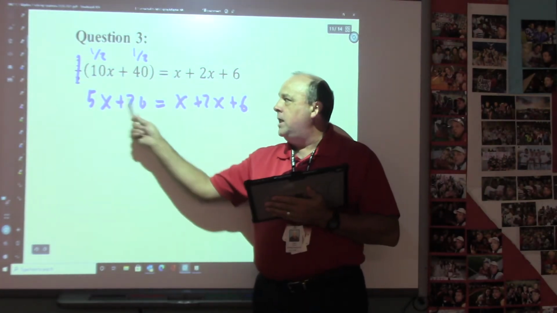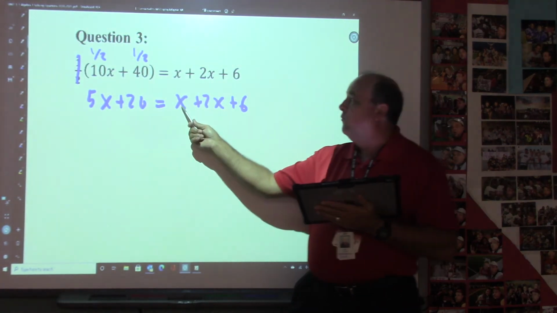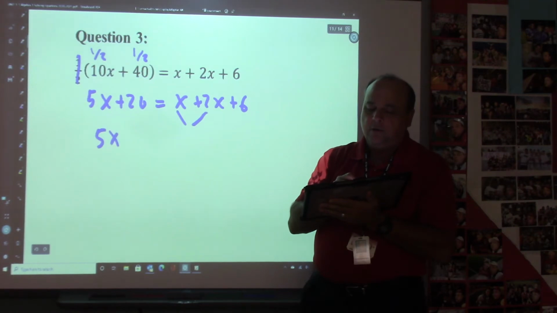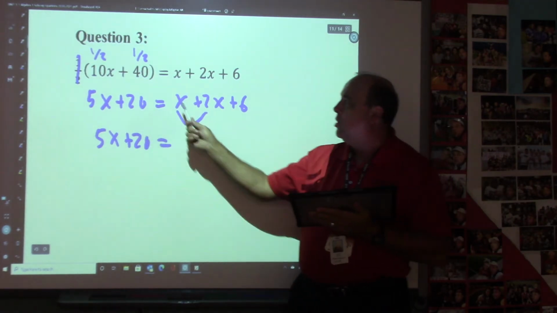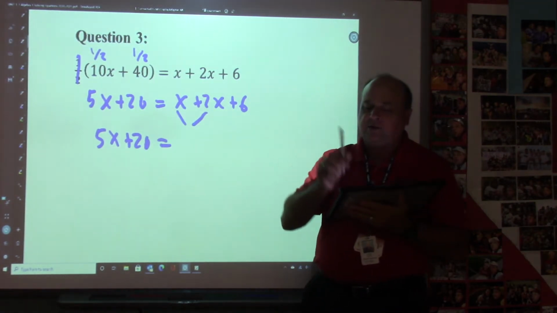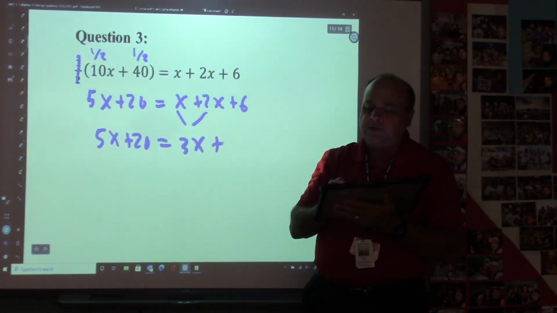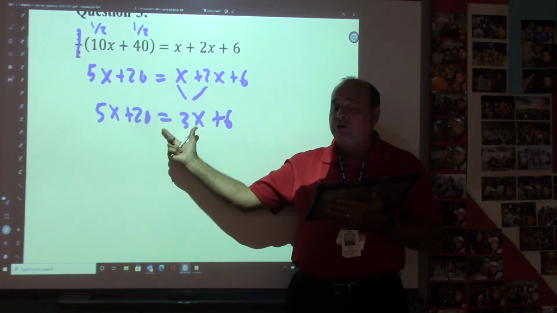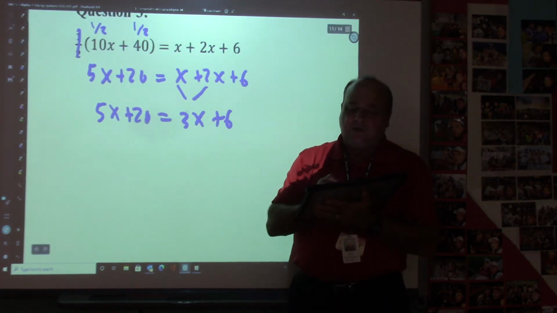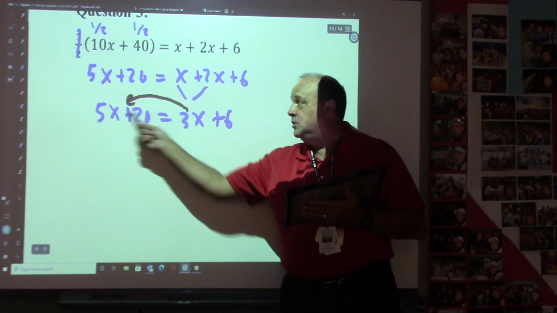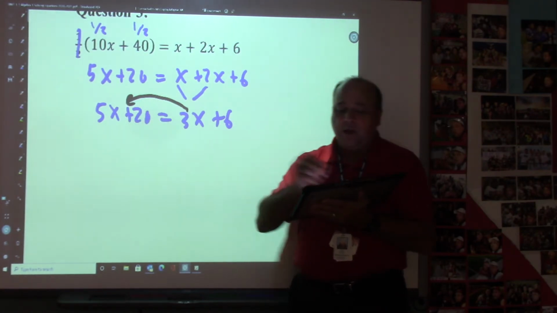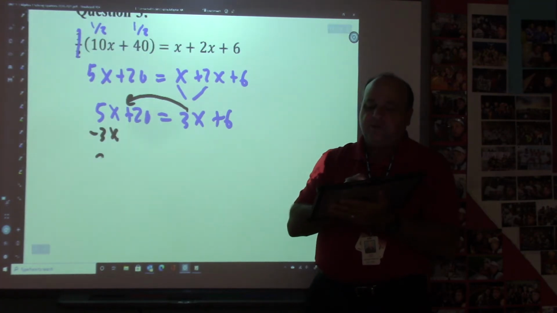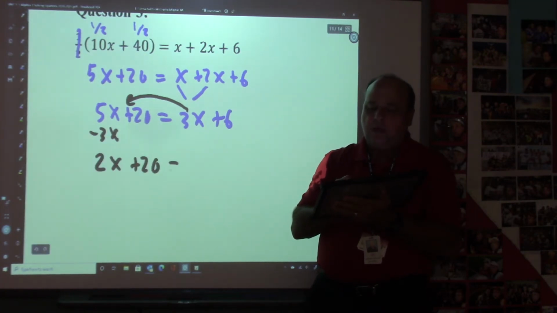So I have, this only has a letter and a number, doesn't it? Over here I have 2 letters. So I need to group those letters together. So 5x plus 20 equals 1x plus 2x, excellent, is 3x, plus 6. Now then, I'm almost to the point where I can use a calculator. I've got to take this 3x and move it over because 5 is more than 3. Move the smallest x. So I'm going to subtract 3x. 5x minus 3x is 2x, plus 20 equals 6.